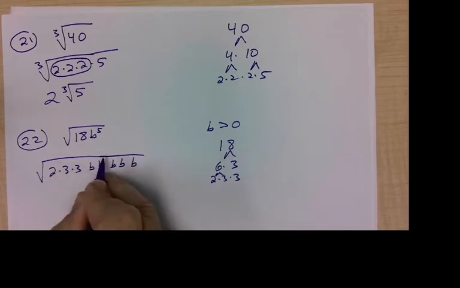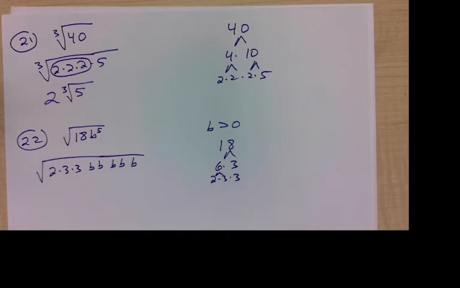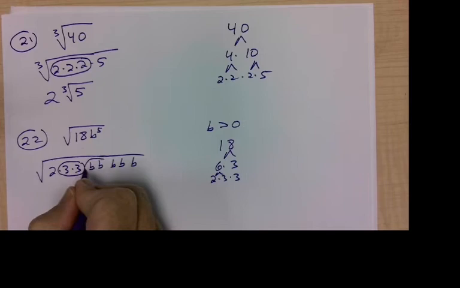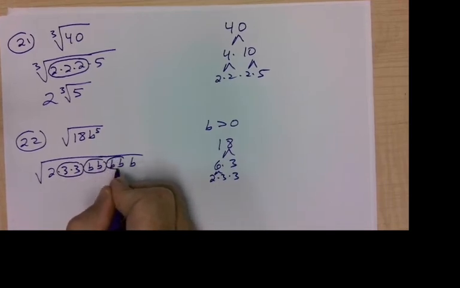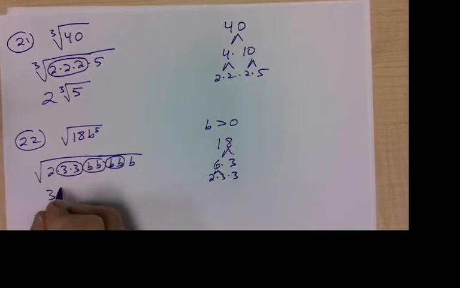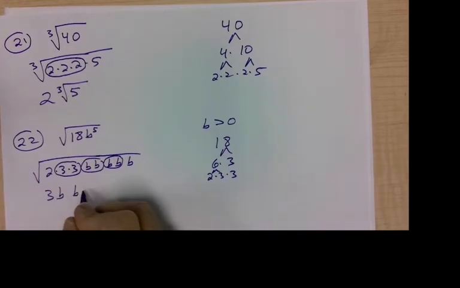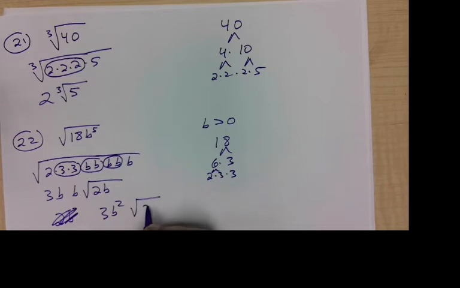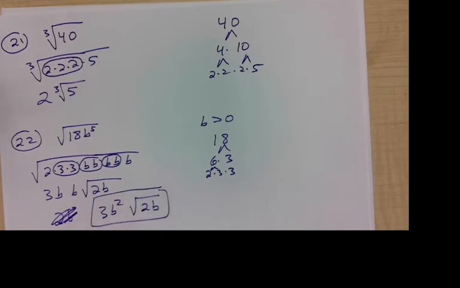Now this is a square root. So I need two identical things to be extracted. A pair of 3's, a pair of b's, and a pair of b's. So a 3 comes out, one b comes out, another b comes out. What's left under the square root? Square root of 2b, so we get 3b squared times the square root of 2b as my final answer for number 22.